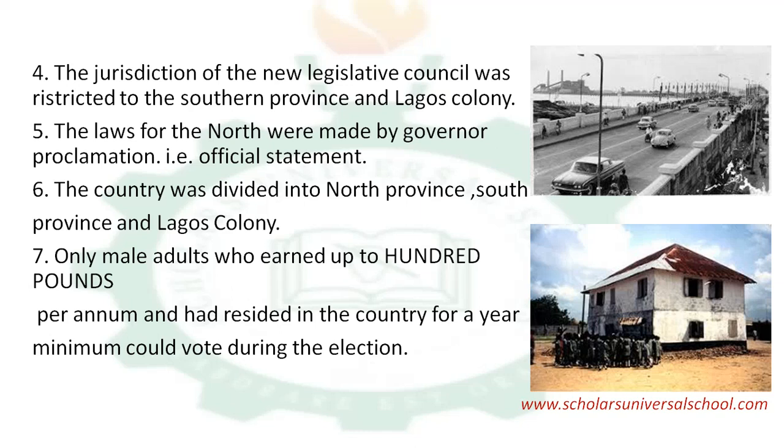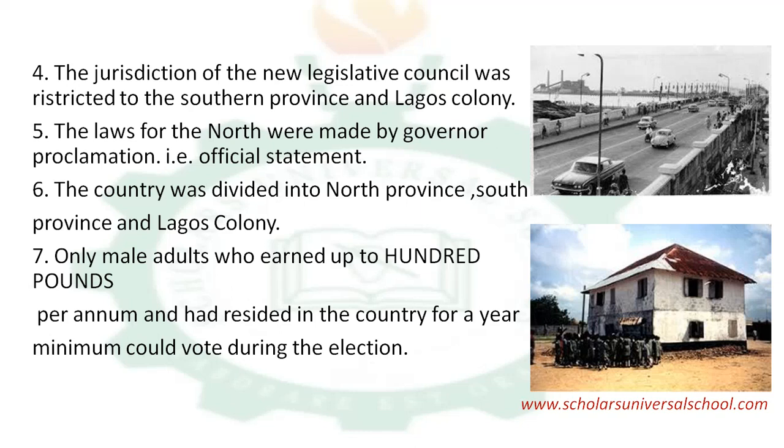Now, when we look at the picture here, the one on top is a picture of Lagos Colony. Lagos was annexed in 1881, and that is the picture. Then the building and other structures you see here are also related to that of Lagos Colony.